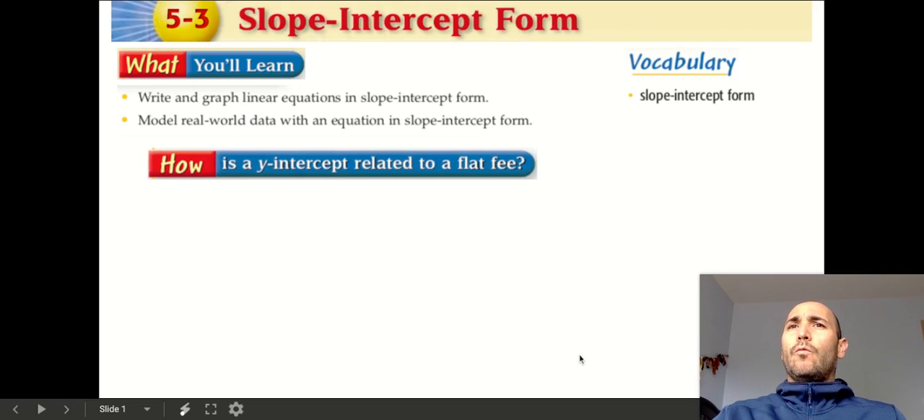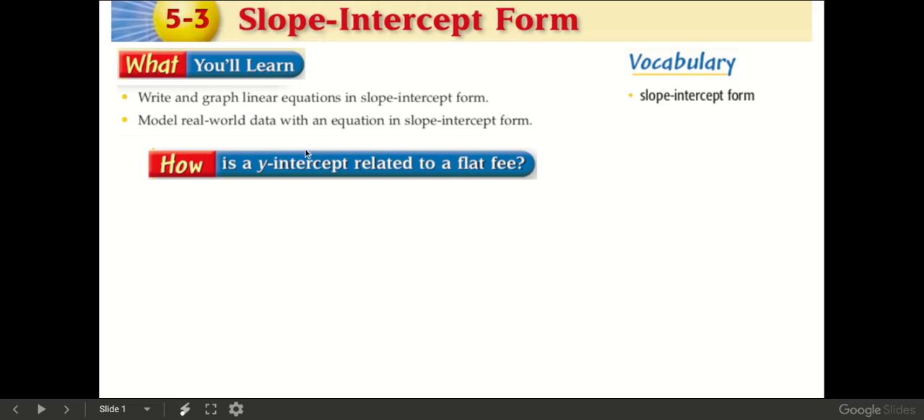So how is a y-intercept related to a flat b? So if you remember, y-intercepts are when your graph or your line crosses the y-axis on the coordinate plane, right? So when it crosses the y-axis, that is known as the y-intercept.